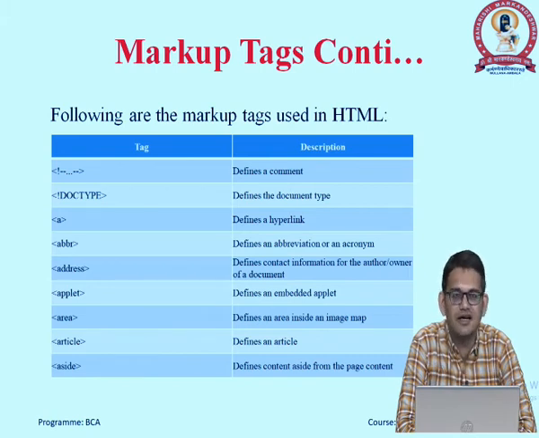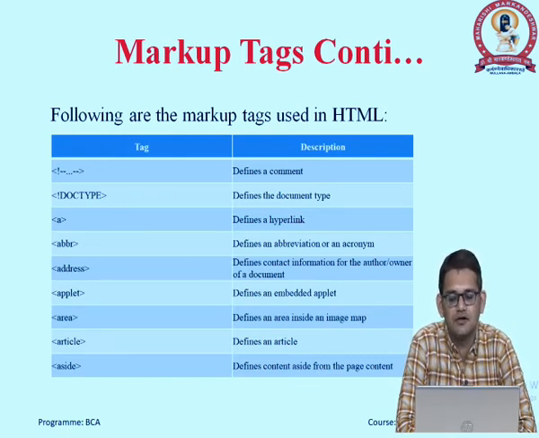Next one is the A tag. The A tag is basically used to define a hyperlink. Hyperlinks are used to redirect from one page to another, and for that we can use the A tag. Next one is the ABBR tag. The ABBR tag is used for providing an abbreviation for any definition. Next one is the address tag.